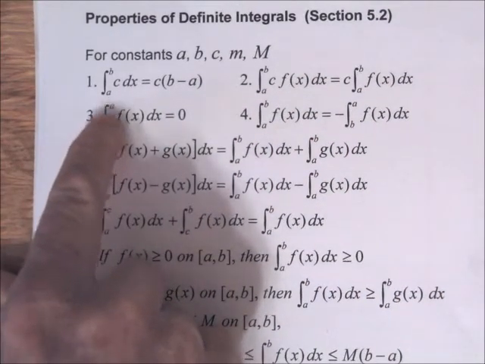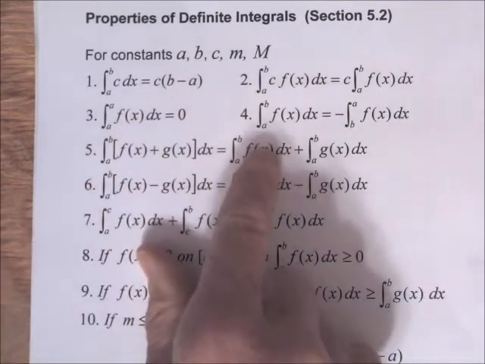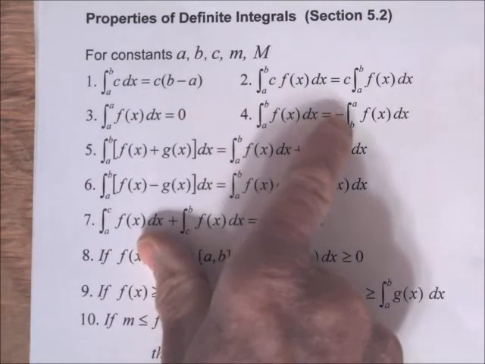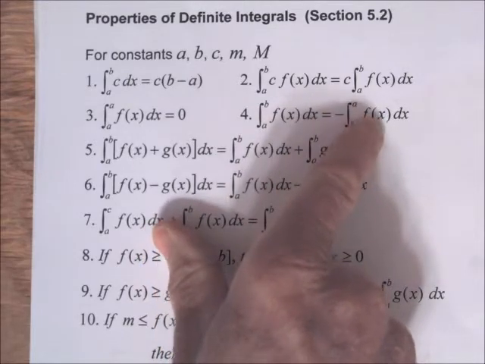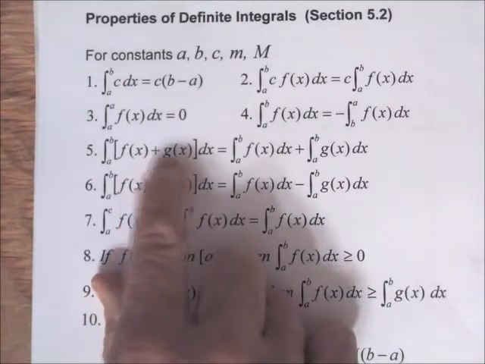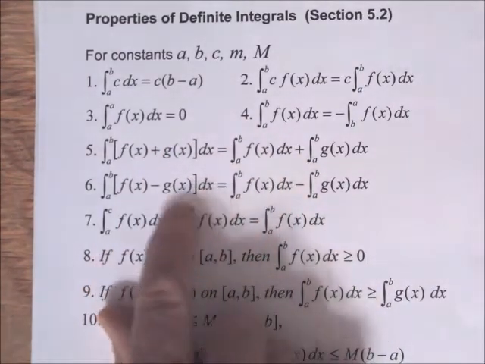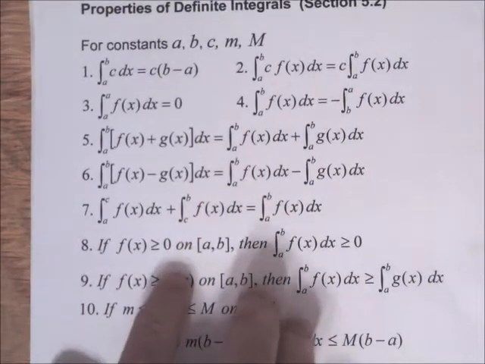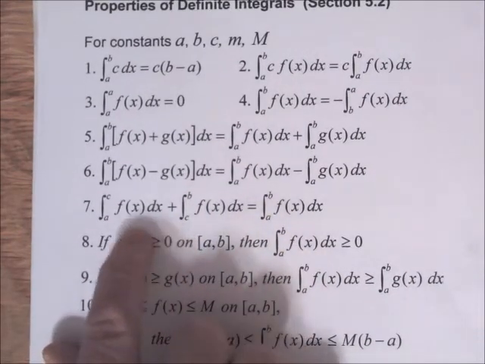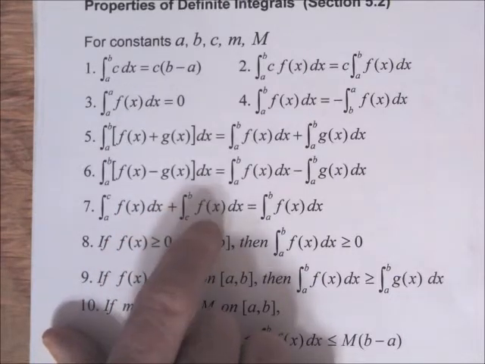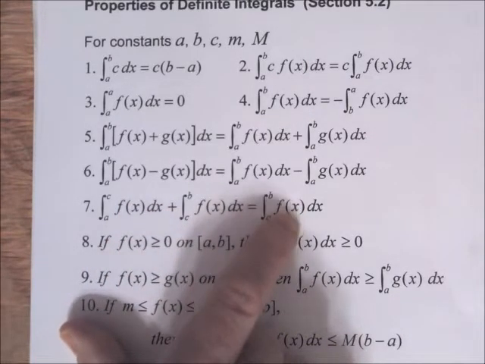Integral from a to a of f of x is 0. Integral from a to b of f of x is the opposite of the integral from b to a of f of x. The integral from a to b of a sum is the sum of the integrals. The integral of the difference is the difference of the integrals. The integral from a to c plus the integral from c to b is the integral from a to b.